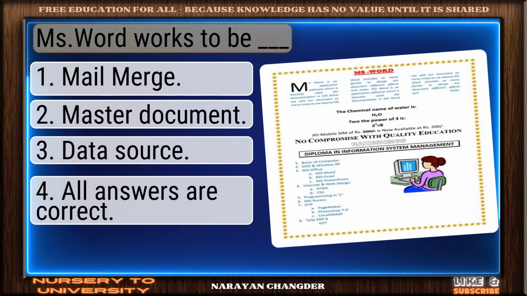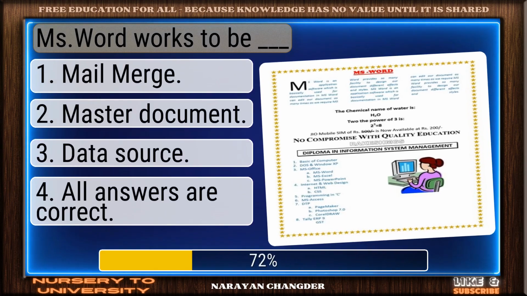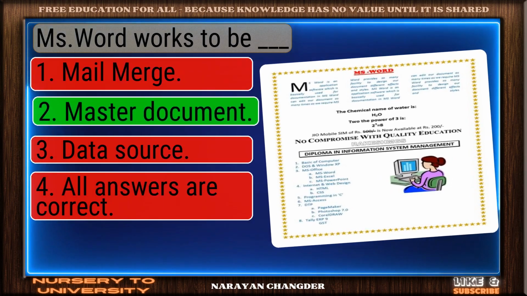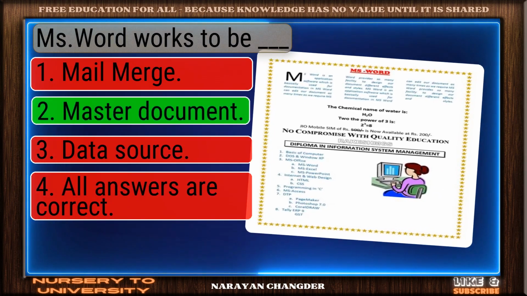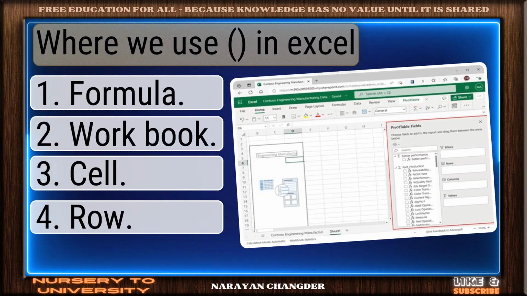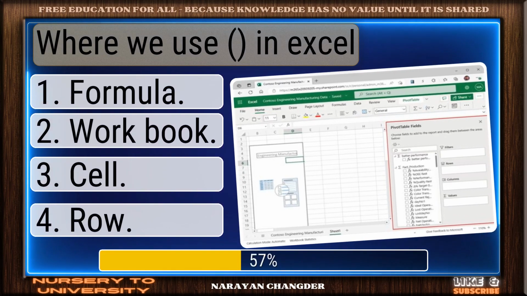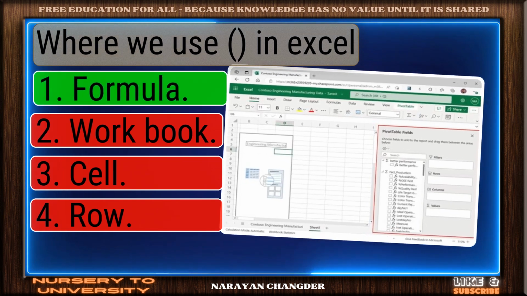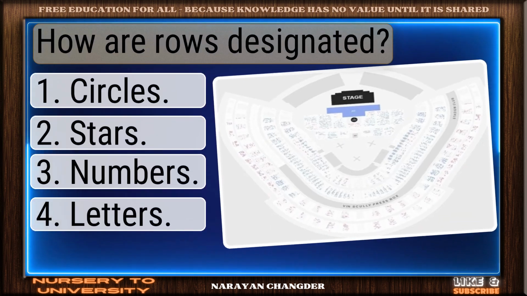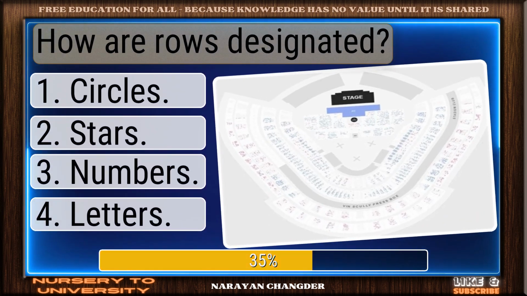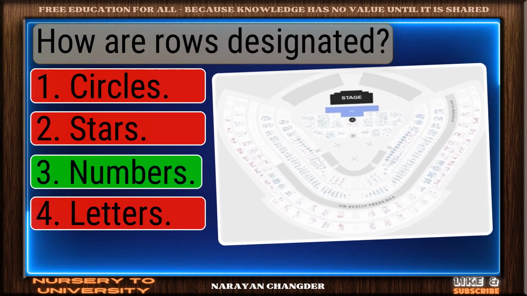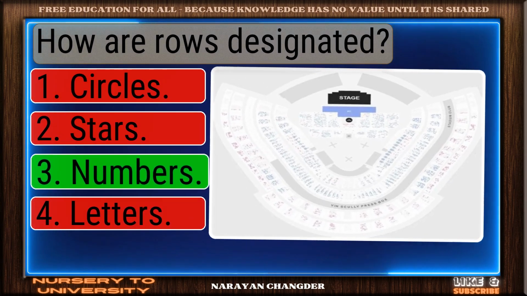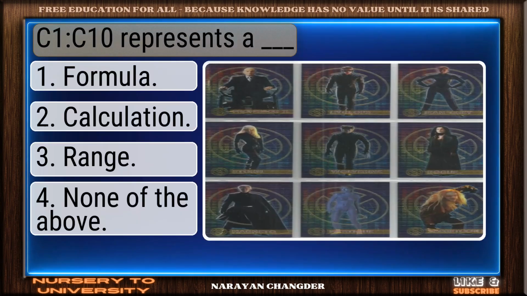Ms. Word works to be a dash. Well picked. Master document is the correct answer. Where we use in Excel? Good job. Your answer formula works well here. How are rows designated? Nice work. You chose numbers and it is correct.